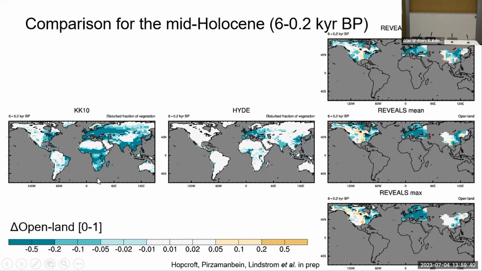I should say these are all showing less open land generally back in the Holocene, a kind of signature of increased land use and deforestation towards the present day. But there are some reversals to that trend in the REVEALS data for Central and North America, for example. But they all seem to agree on some of the other main signals. There's more open land today than there was 6,000 years ago in Europe. But the intensity does vary between the reconstructions.